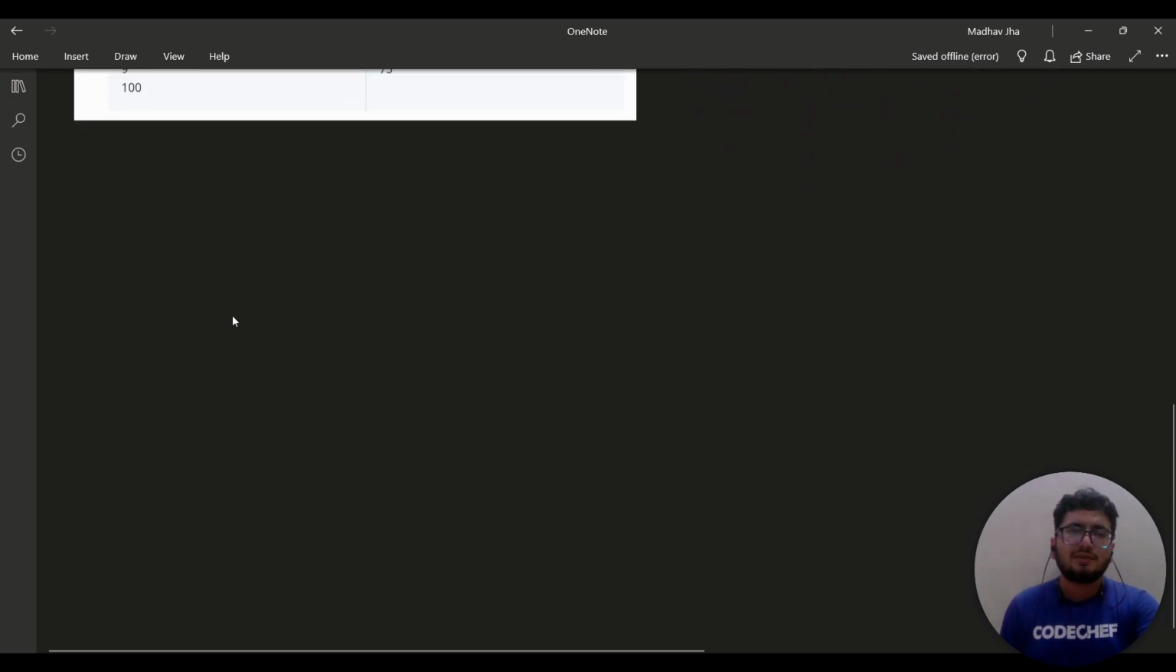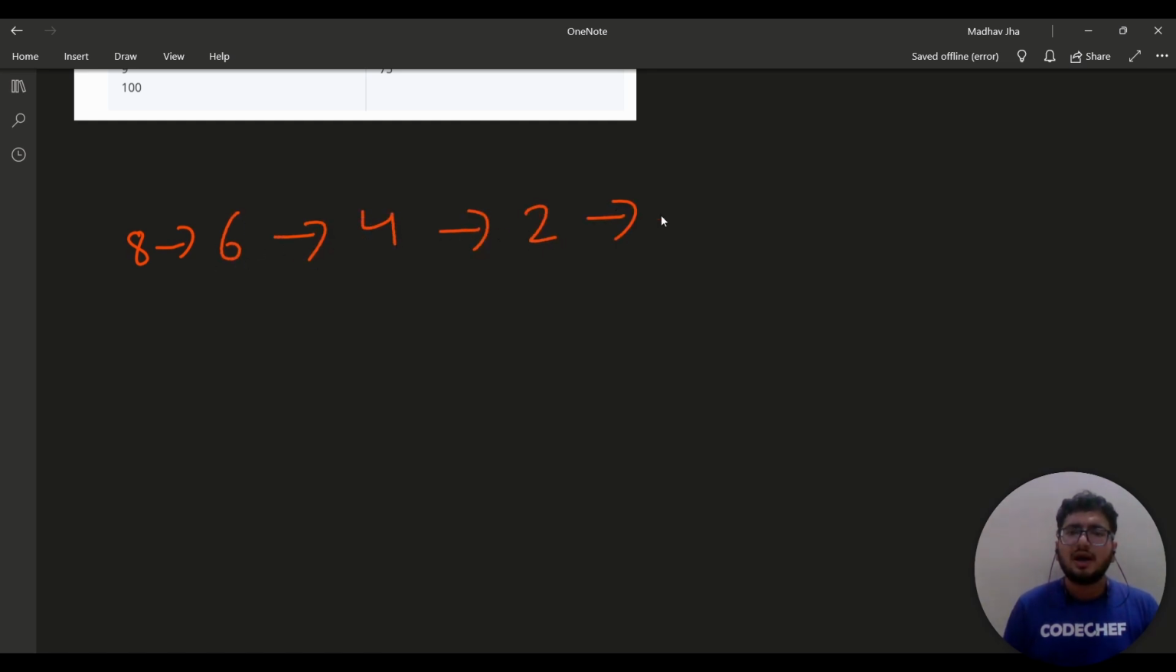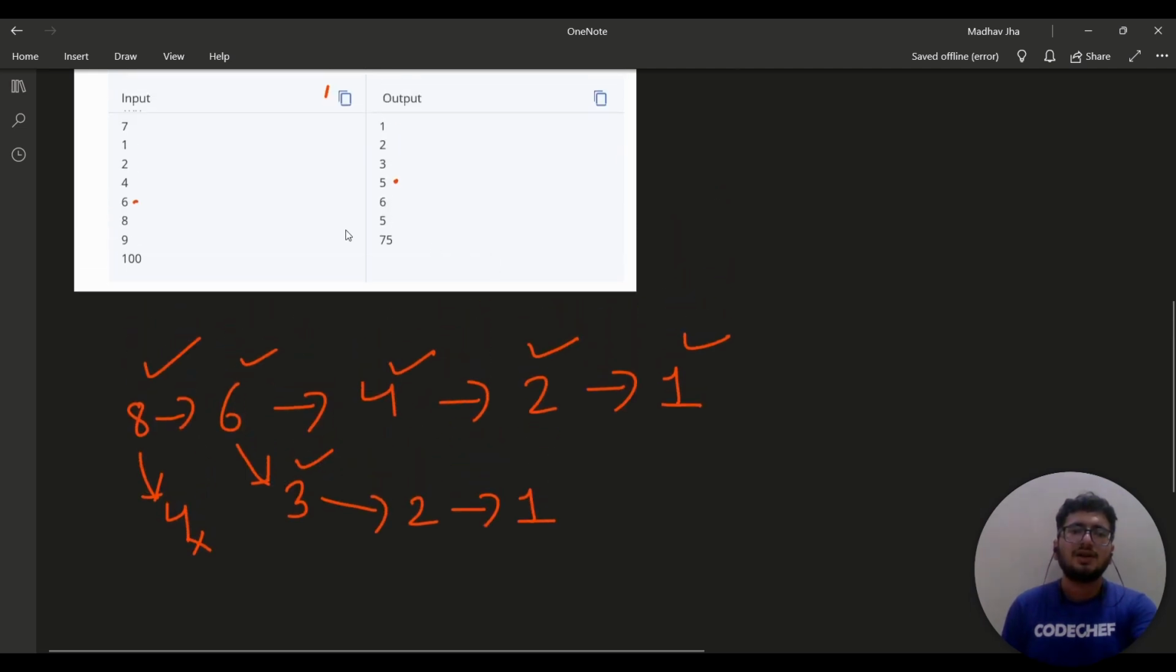Let's see what we can get from 8. When I'm at 8, again, we can get the even numbers. We can get 6, 4, 2, and 1. Now let's say we perform the second operation. If we do, we get 4. Well, we already have 4, not needed. Let's go with 6. If at 6 we perform the second operation, this will give us 3. From 3 we can go to 2, and from 2 we can go to 1. The distinct integers are 1, 2, 3, 4, 5 and 6. So for 8 we have a total of 6 distinct integers.